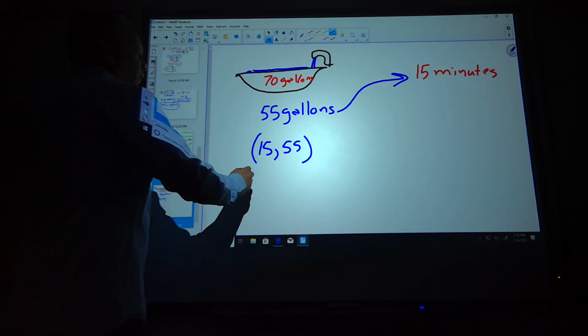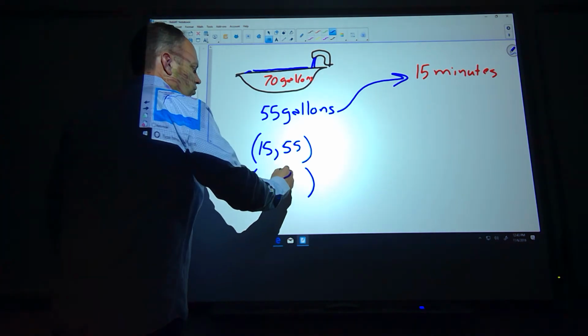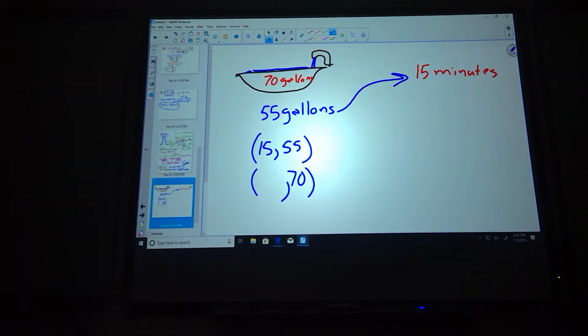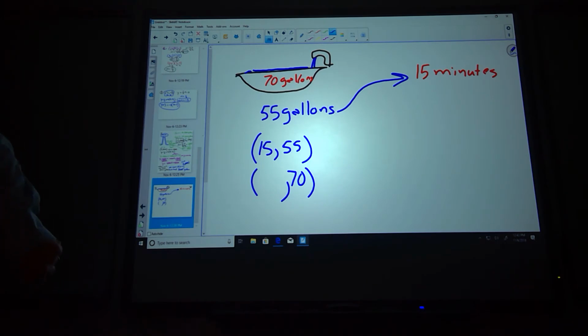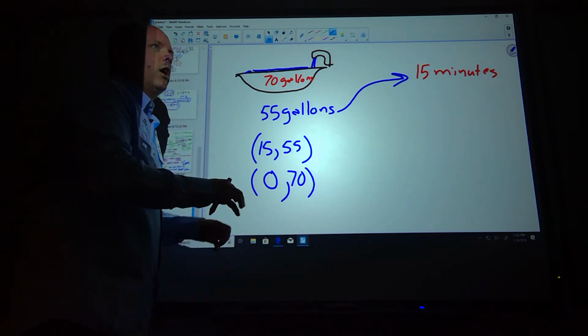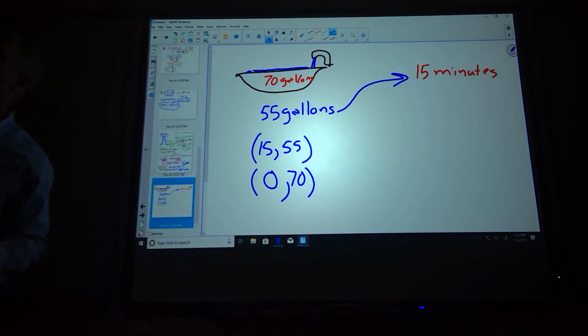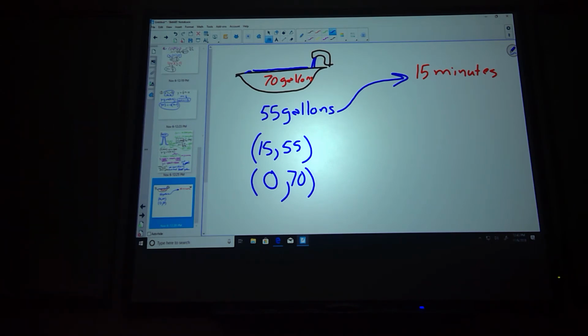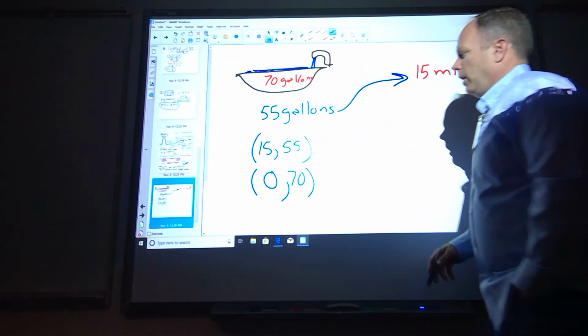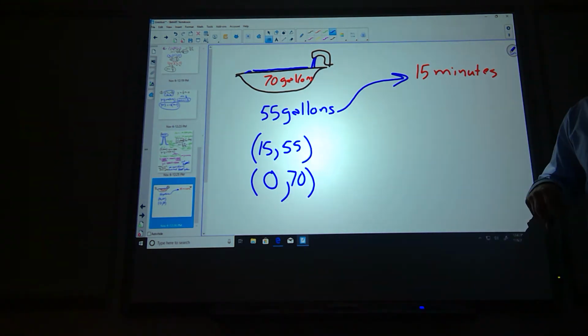So let's figure out the other point. At 70 gallons, the water was on. You turned it off, and the instant you turned it off, there's 70 gallons in it. You still with me? So how would I represent that time right there? Zero. Yeah, I turn the tub off, it's at 0. Then I go get my phone and I'm gone for 15 minutes to check out all the good stuff on the internet. So let's try and figure this out.